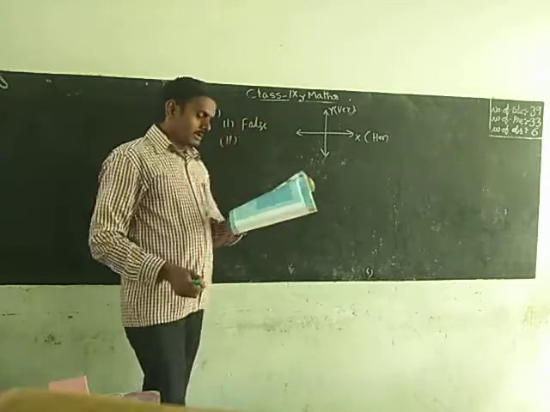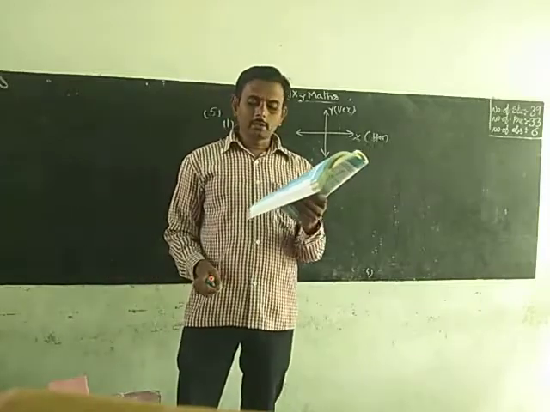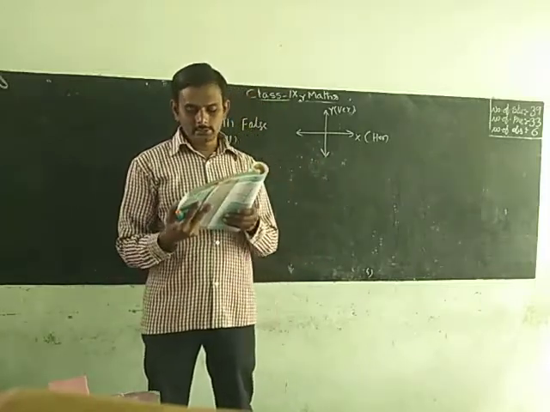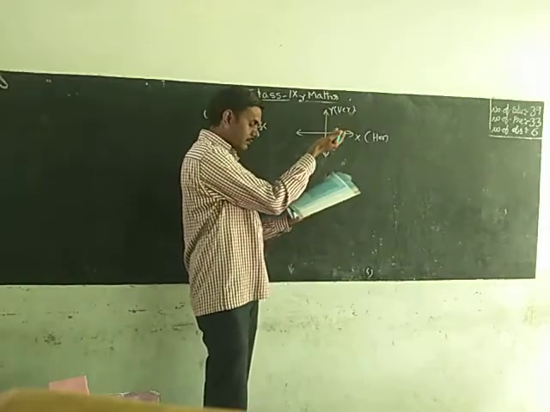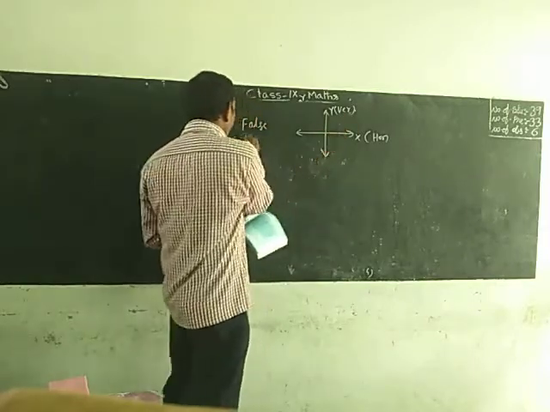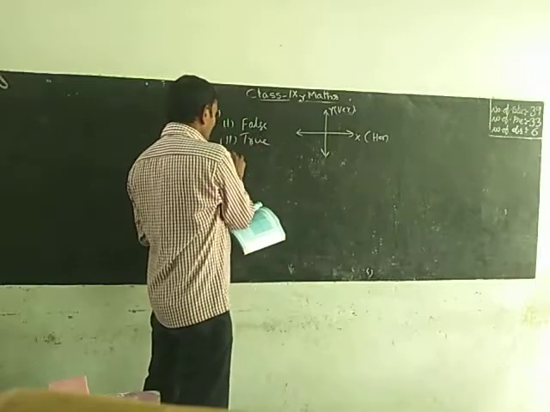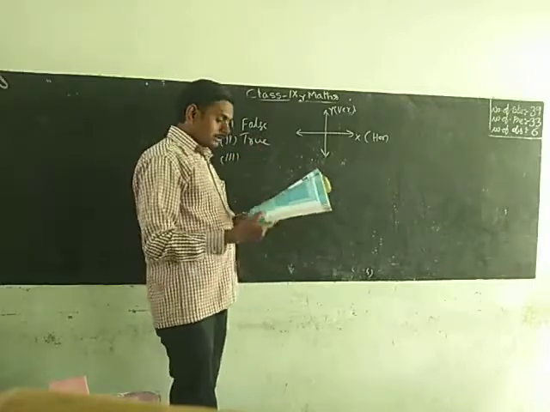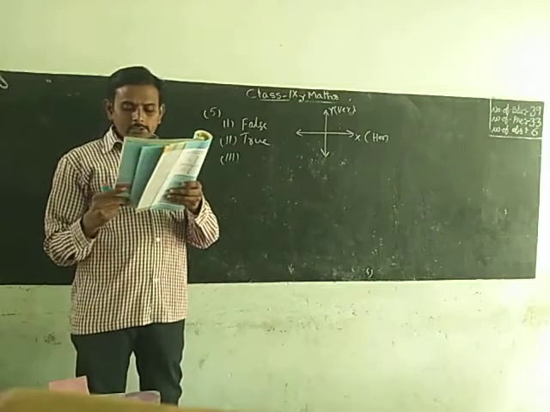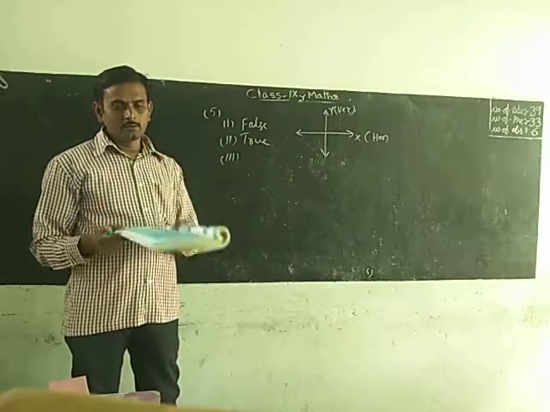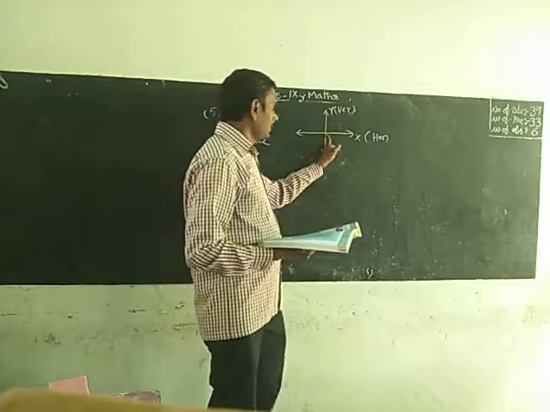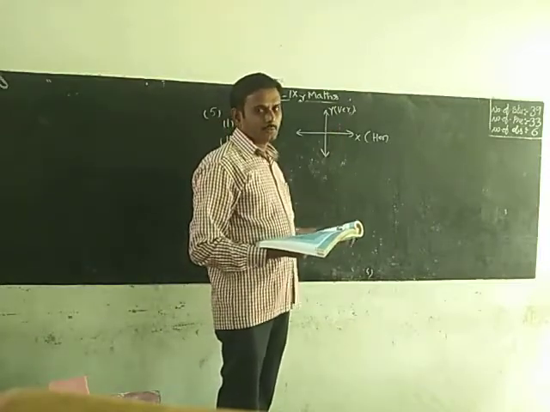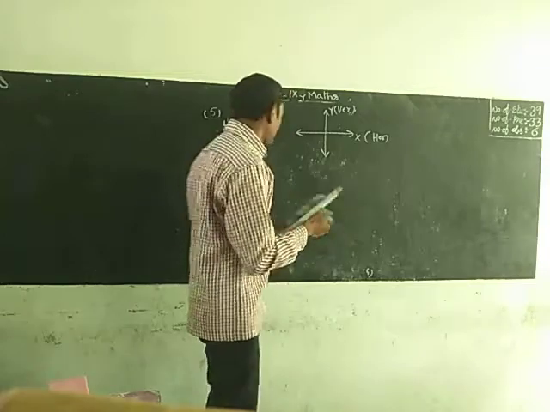Second question. In a coordinate plane, the vertical line is called the y-axis. Vertical line is called the y-axis only. Yes, true. The point which lies on both axes is called the origin. If you take this point, it lies on the x-axis and it lies on the y-axis. So yes, true.